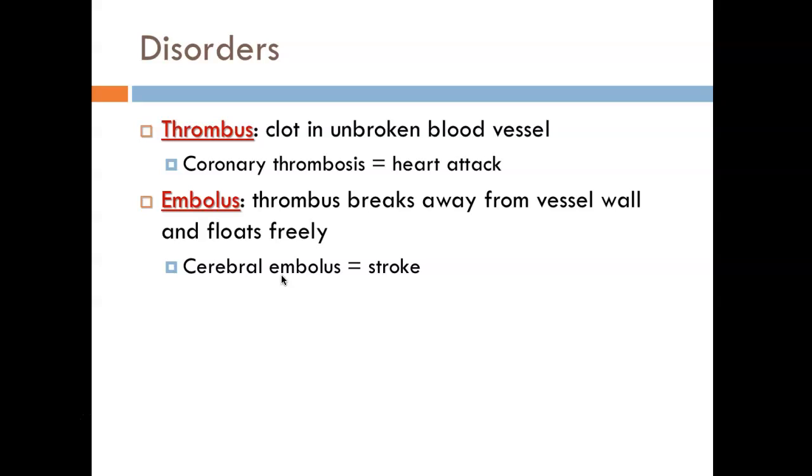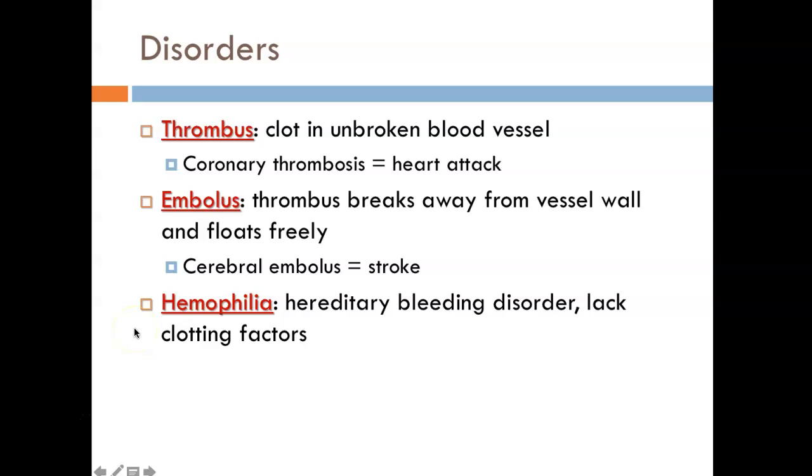So when a blood clot forms in a blood vessel unnecessarily and a piece breaks off and travels to the brain, that's what's going to cause a stroke. And it's called an embolus.